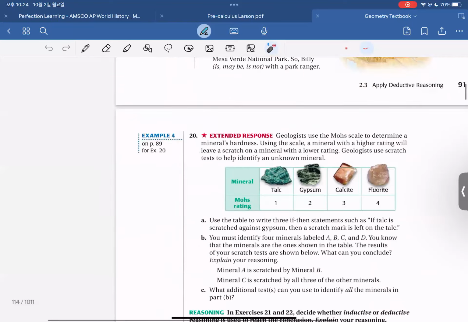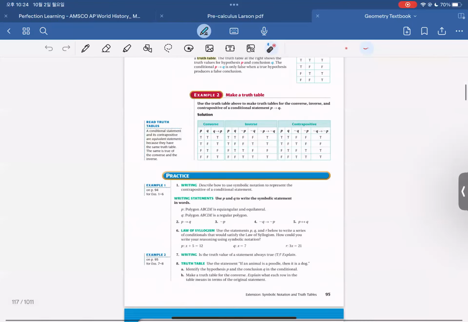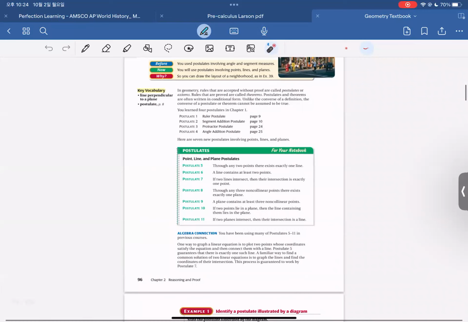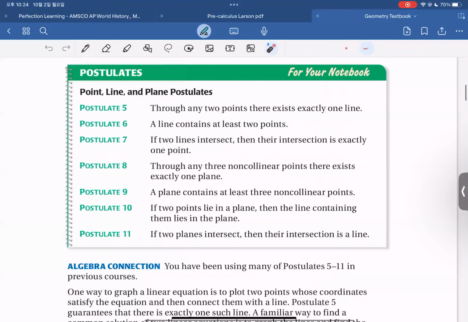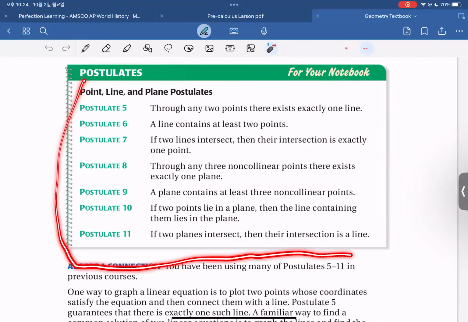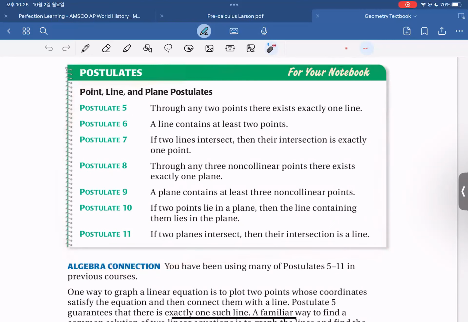And let's move on to our last section on postulates and diagrams. This is basically your first taste of proofs, so let's look at these postulates. These postulates have no name because they're not that important, but they're really basic fundamentals, so you should still know what they are, but there's no need to memorize them because they're pretty much fundamental. Let's look at postulate 5 here. Through any 2 points, there exists exactly one line. This is pretty easy. And a line contains at least 2 points.